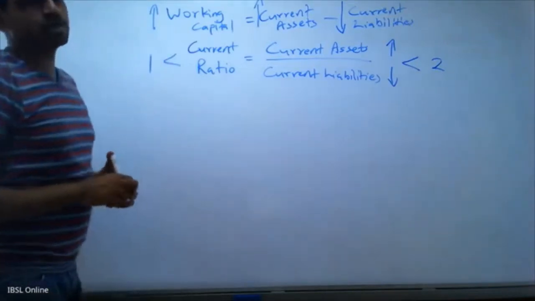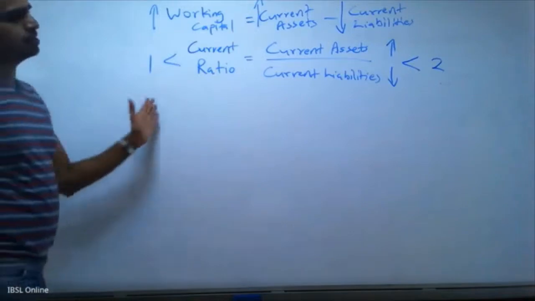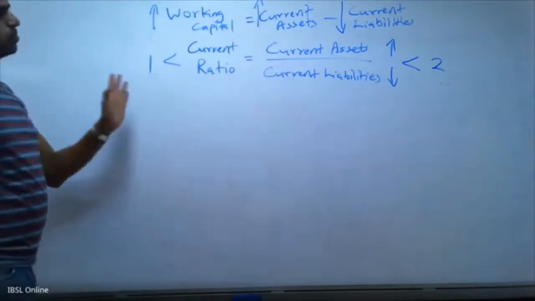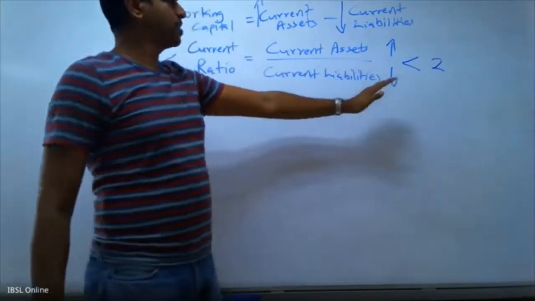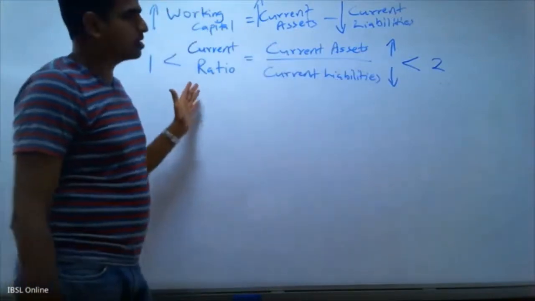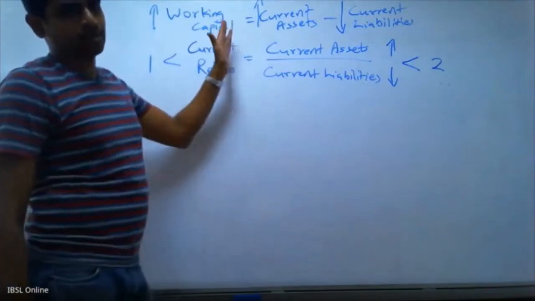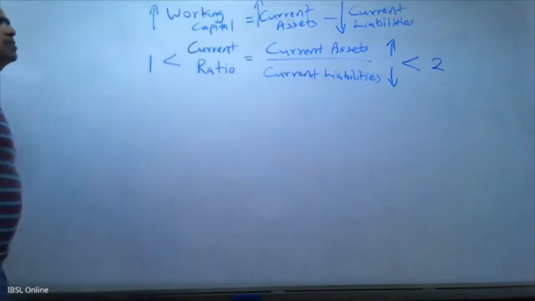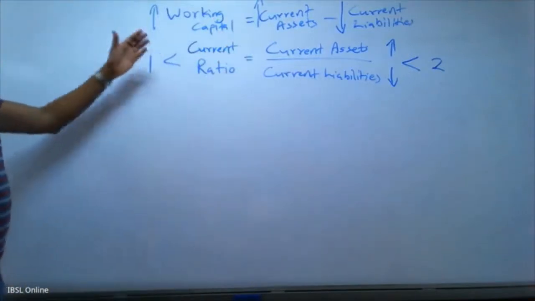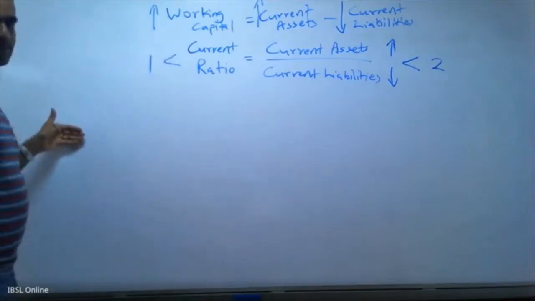Less than 2, more than 1, ideally, right? It can be industry specific, but usually the rule of thumb is it has to be less than 2, more than 1. Now, the moment it goes above 2, that means you have a very high current ratio. Very high current ratio means you have surplus working capital, excess working capital, above and beyond what you need. Which means if you have surplus working capital, all the negatives that we discussed come into play.